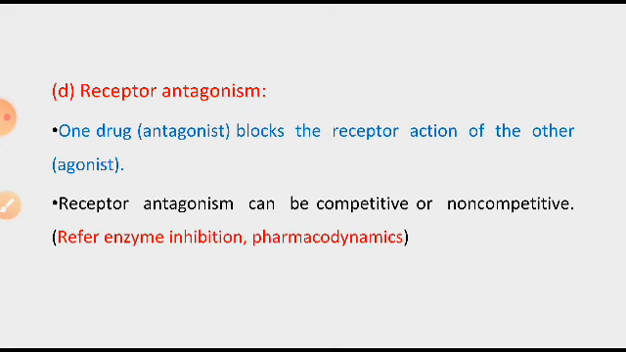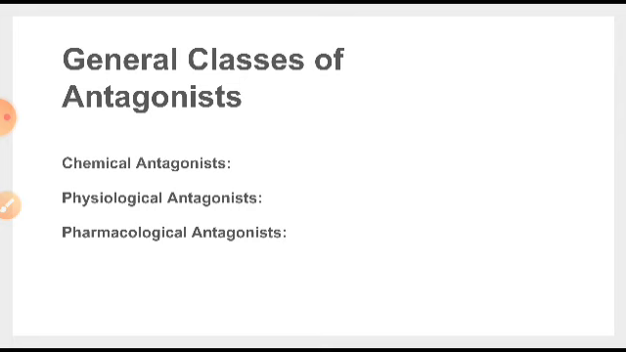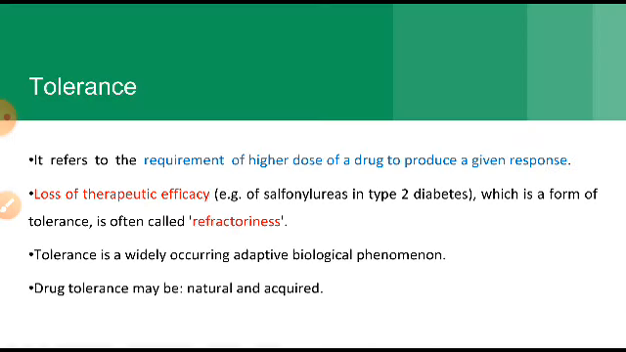And this is antagonism. So receptor antagonism can be competitive or non-competitive. This point has already been explained in pharmacodynamics part 1. So these are the general classes of antagonists: chemical antagonist, physiological antagonist, and pharmacological antagonist. We already discussed all this. Now we'll move to the next topic, which is another very important one.